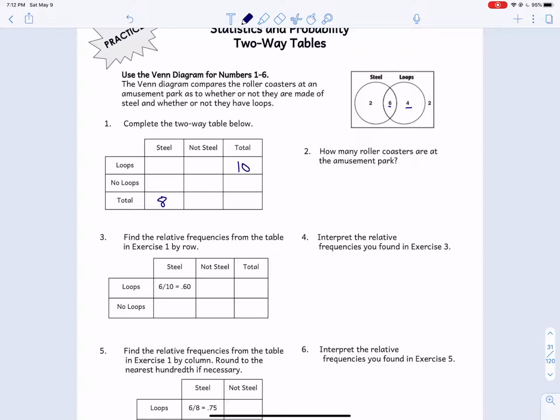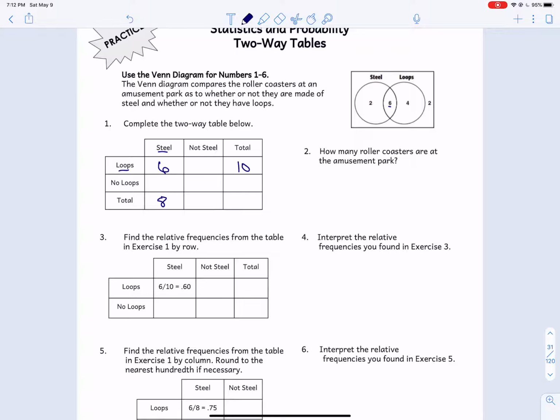What about that number, that 6 that's in between, or that's shared by both of them? So that means it is made out of steel and it has loops. So let's see if we can find that on our table. So steel and has loops. That must be here.